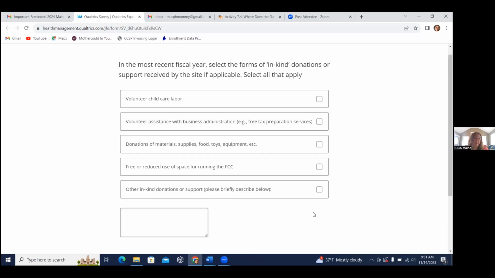And this gives us choices: volunteer, childcare, labor. I don't think a lot of people will check that. Just kidding.